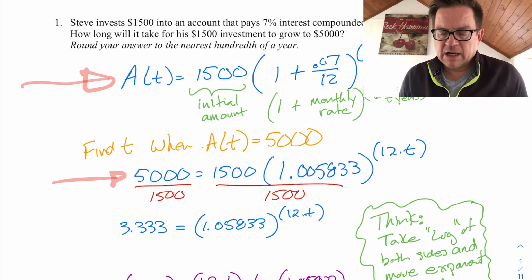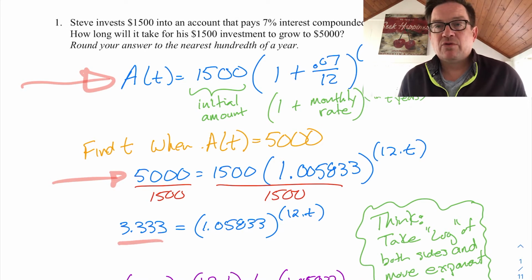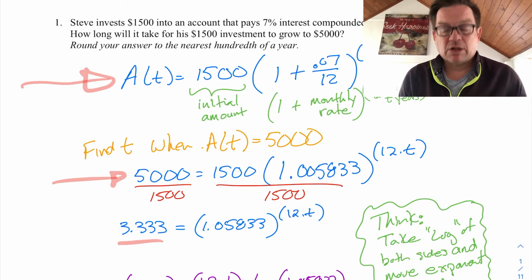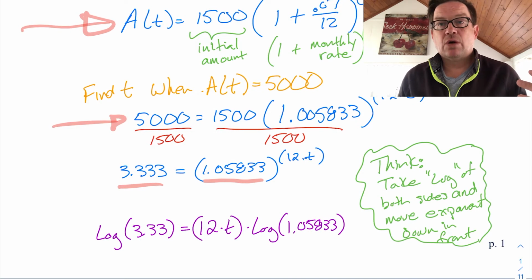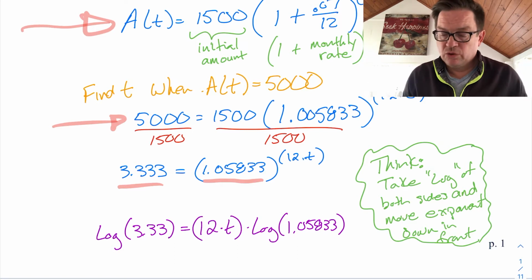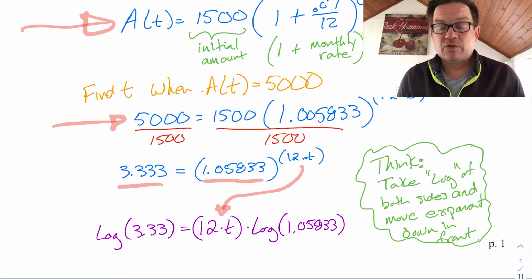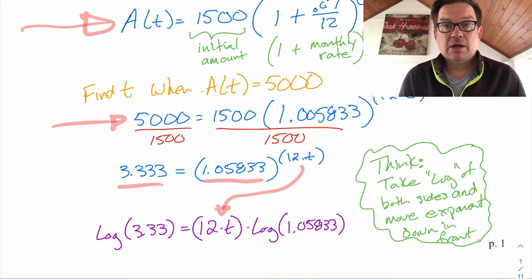So divide by 1,500, and this 3.33 means you want your initial investment to increase by a factor of 3.33, by multiplying by 1.00583 every month. How many months will that take? Well, one way to do that is to take the logarithm of both sides, and then you use your rule that this exponent comes down in front. So you have the log of 3.33 equals 12t times the log of 1.00583. And then you can solve for t.